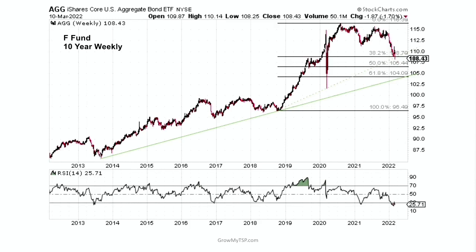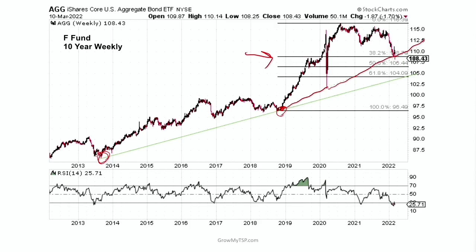The F fund chart looks a little bit busy, and I didn't really like putting it on a 10-year, but I wanted to keep it consistent with the other ones. Again, we have this mean trend line from back here in 2013 to the bottom in 2018, and it extends out. Then I did a shorter term from the breakout in 2018 to COVID and extended that line and overlaid it with the Fibonacci retracement levels.